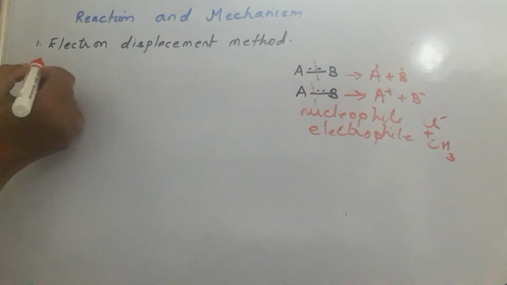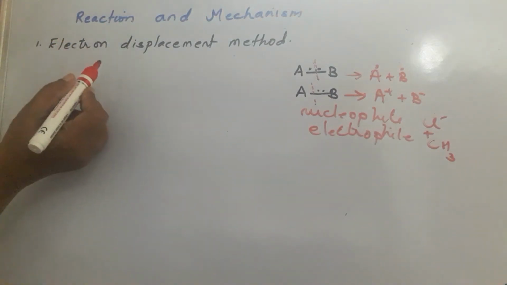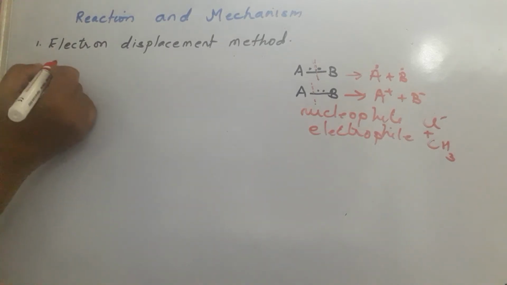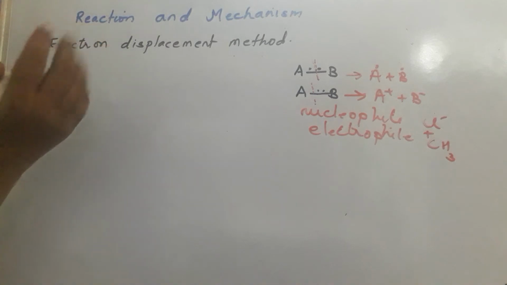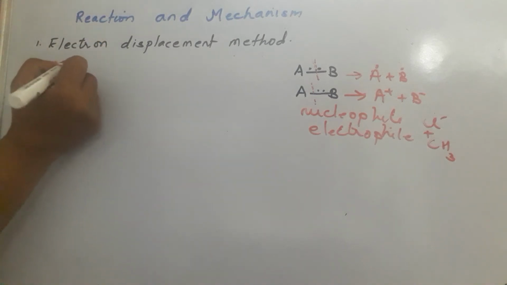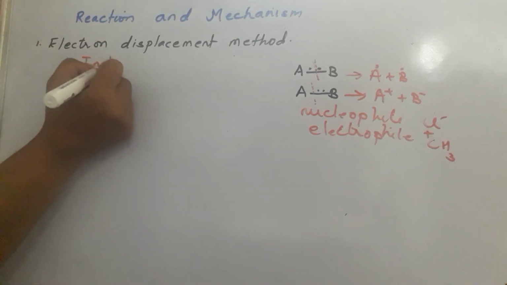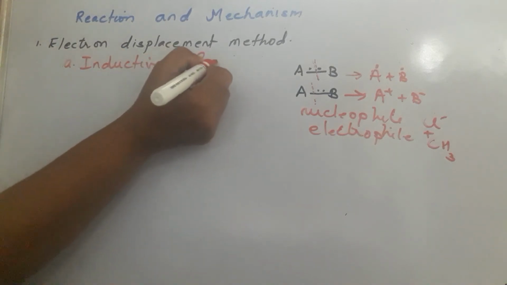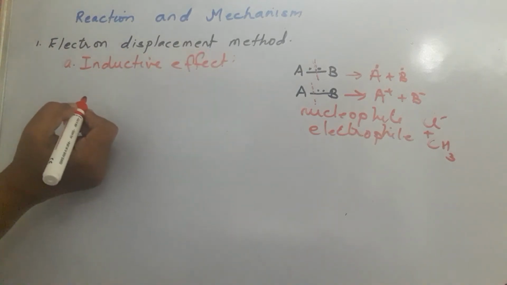Now today we are mainly going to discuss electron displacement methods. Electron displacement in a substrate takes place in four different ways. The first one is the inductive effect. Let us discuss the inductive effect first.